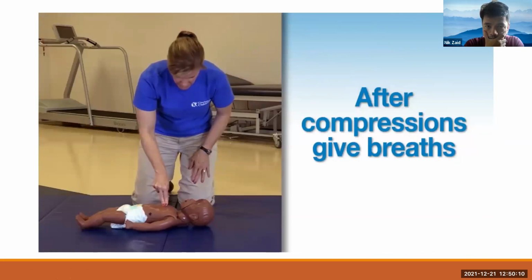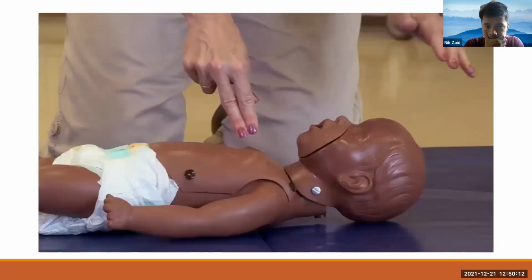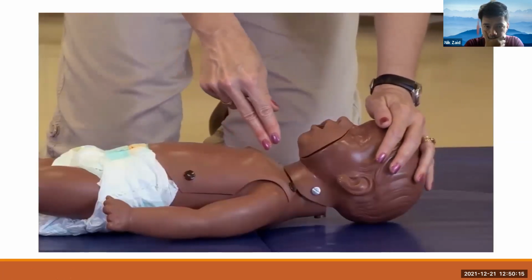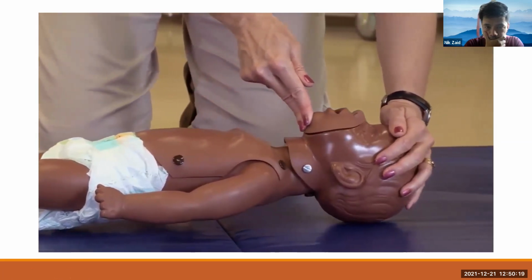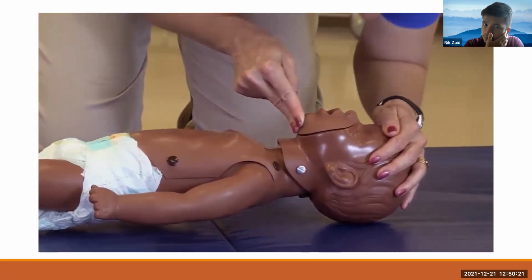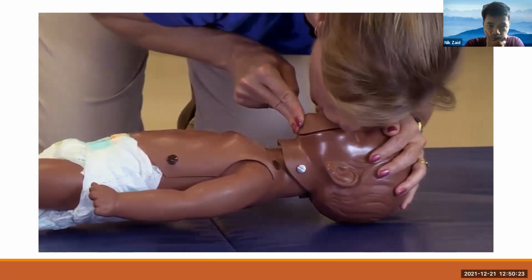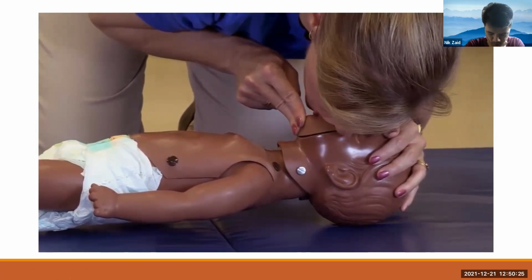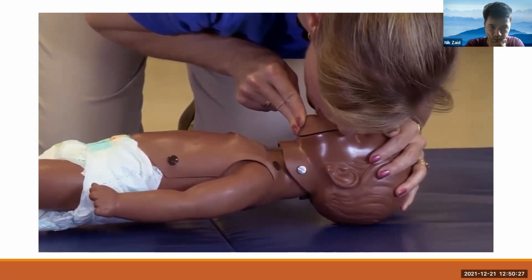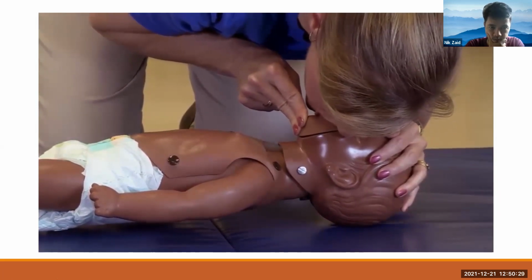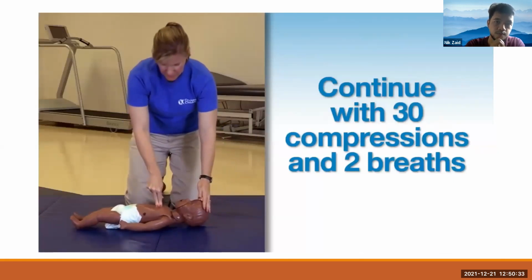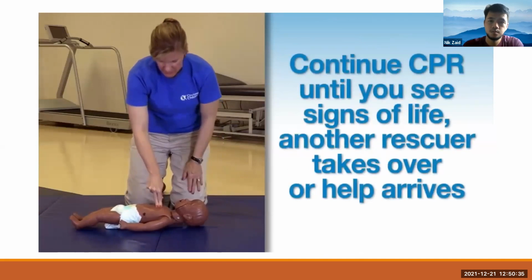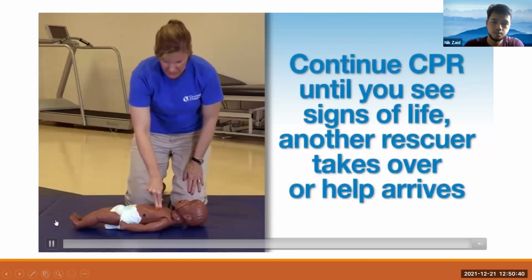After giving compressions, give breaths. Tilt the infant's head back slightly, using one hand on the forehead and lifting up on the infant's chin with 2 fingers with the other hand. Cover both the infant's nose and mouth with your mouth. Give 2 small, slow breaths, watching for the infant's chest to rise. Continue with 30 compressions, 2 breaths. Continue CPR until you see signs of life, another rescuer takes over, or help arrives.